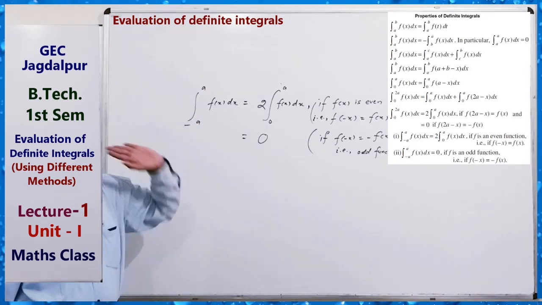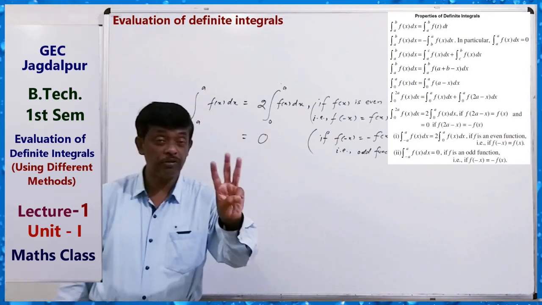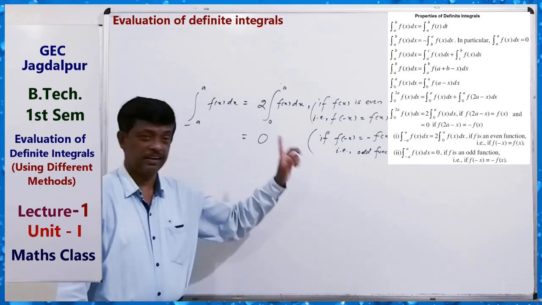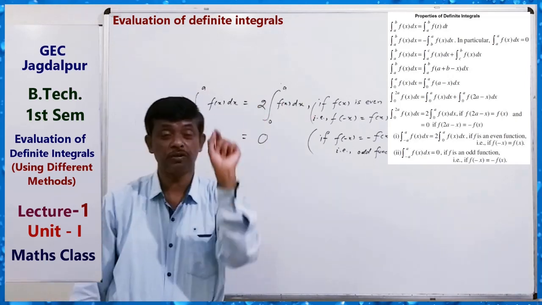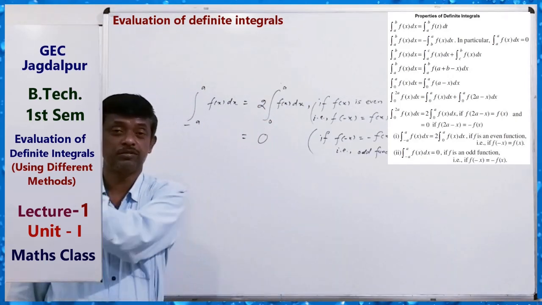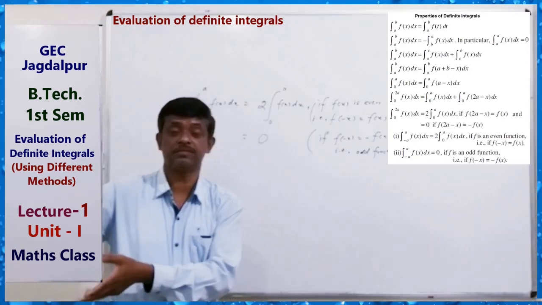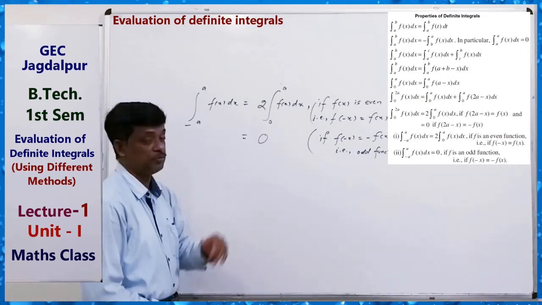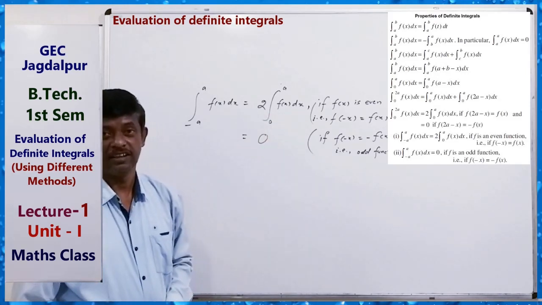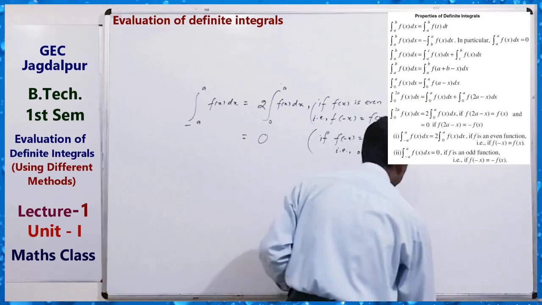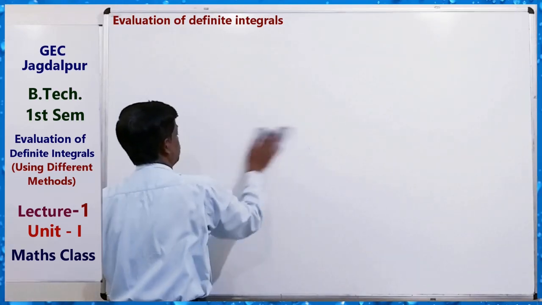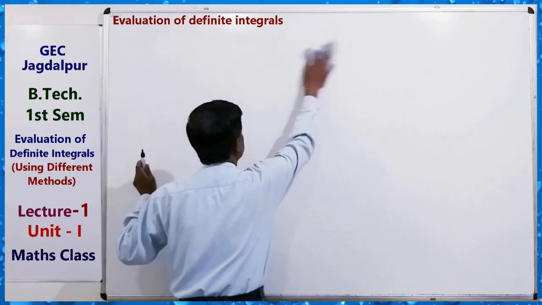So this is also important. There are three important formulas: the integral from 0 to a of f(a minus x), and the integral from 0 to 2a of f(x) dx, which is 2 times the integral from 0 to a of f(x) if f(2a minus x) equals f(x), and 0 if f(2a minus x) equals minus f(x). And this is the formula for minus a to a: 2 times if even, 0 if odd. These three special properties are frequently used for finding the values of definite integrals.